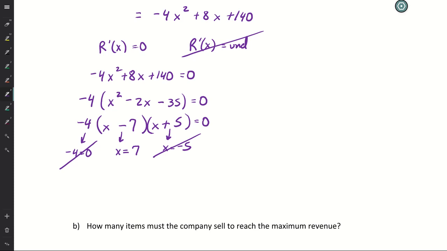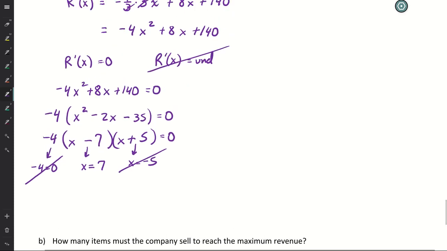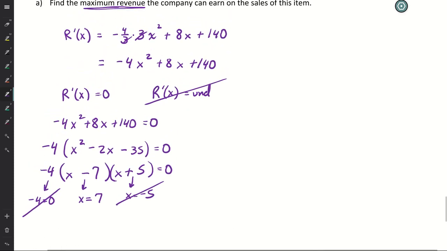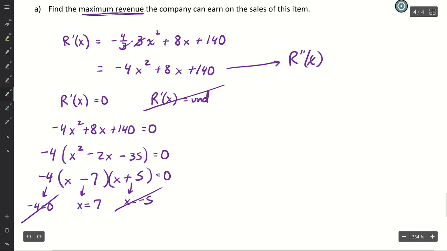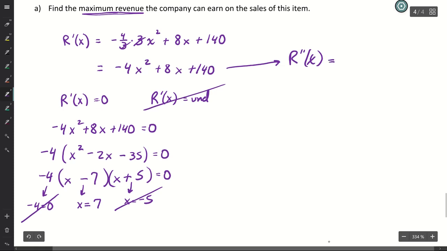So now what we want to do is take a second derivative to verify that the 7 is actually going to be a maximum in this case. So second derivative, and what I'm going to do is take it from here. So that would be negative 8x plus 8. And then I want to evaluate that second derivative specifically at 7.